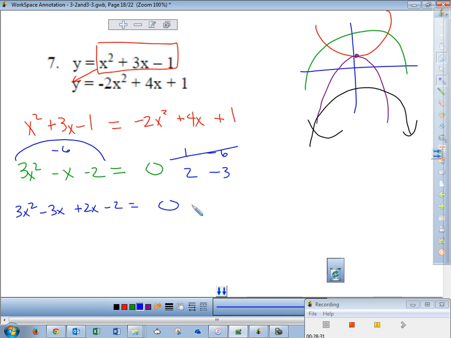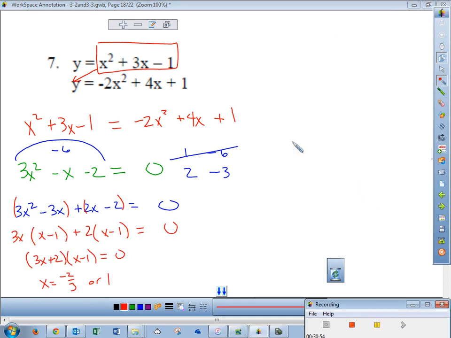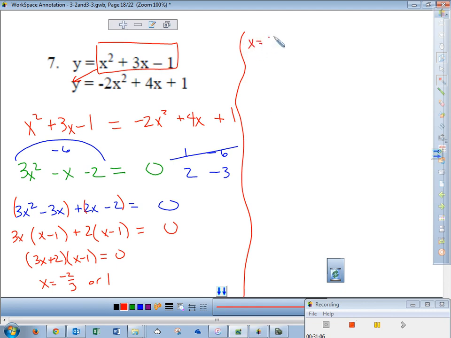Continue factoring. Substitute back in. I factored, got negative 2/3 or 1. Might as well start with the hard one, negative 2/3. Get that guy down in the first place. So squiggle, squiggle, squiggle, x equals negative 2/3. Choose the easier one to substitute into.